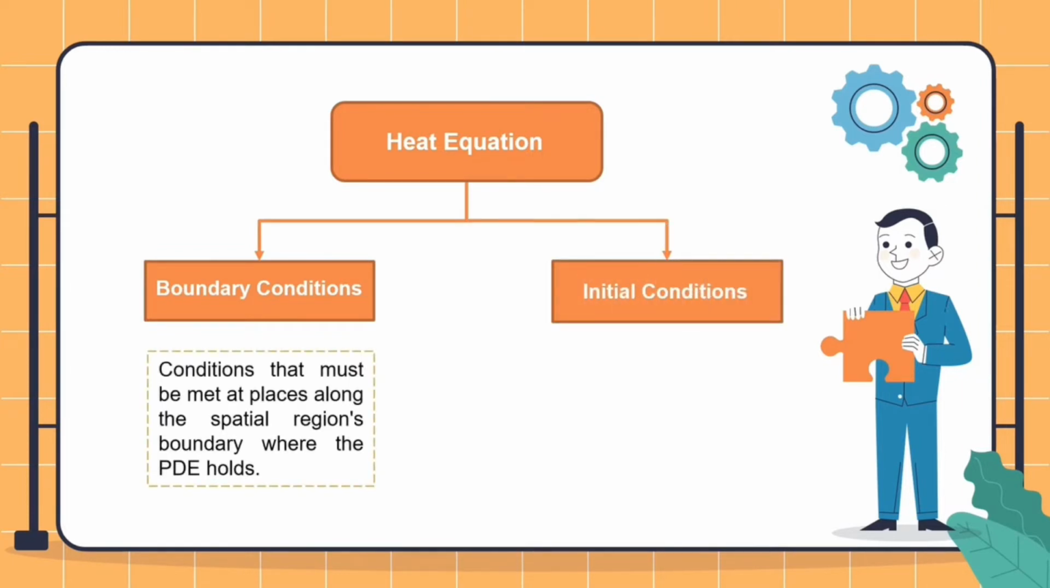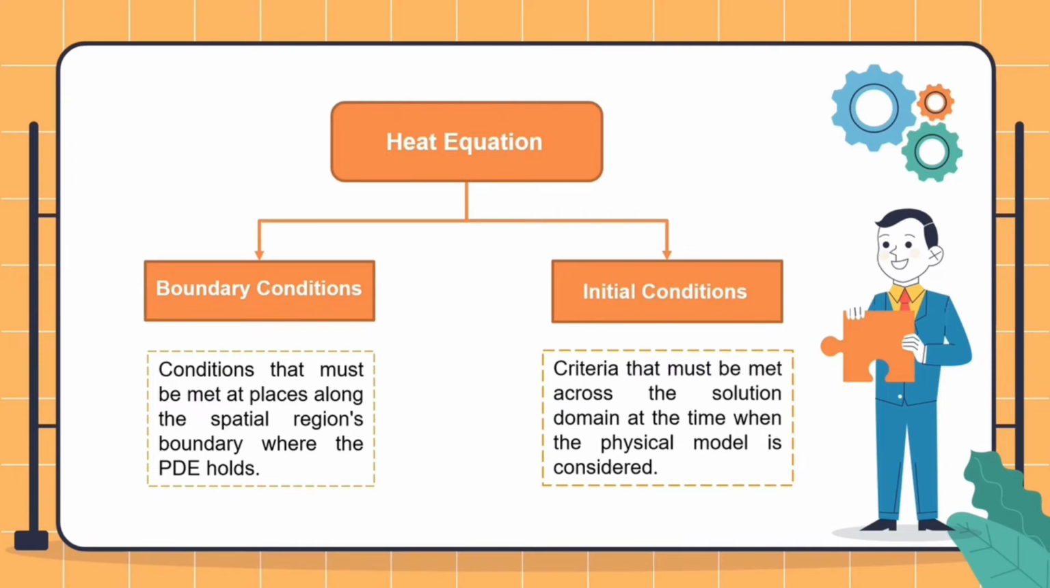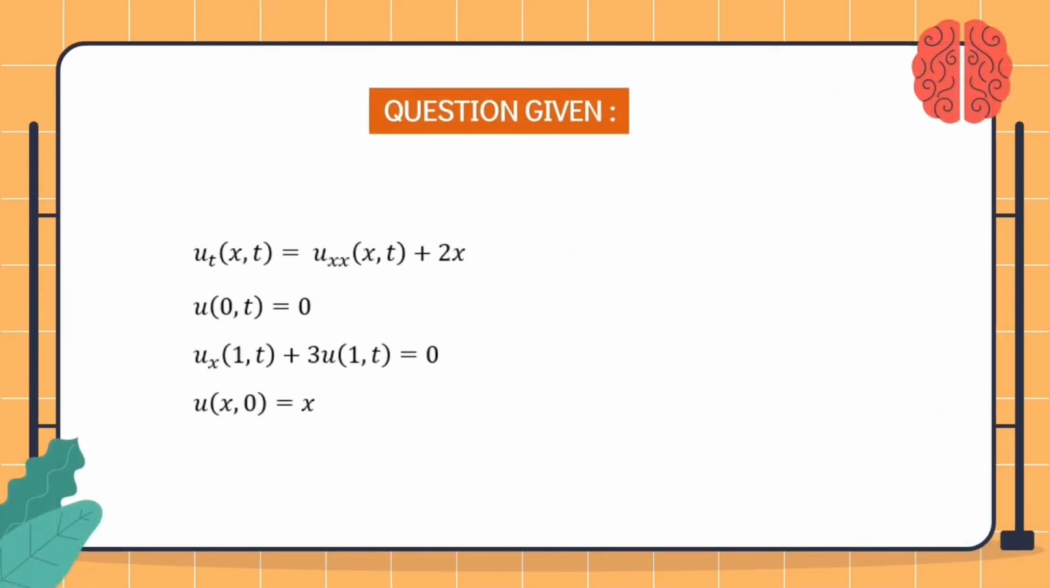Boundary condition is a condition that must be met at places along the spatial region's boundary where the PDE holds. Meanwhile, the initial condition is a criterion that must be met across the solution domain at the time when the physical model is considered. Now, let's move to the question given.